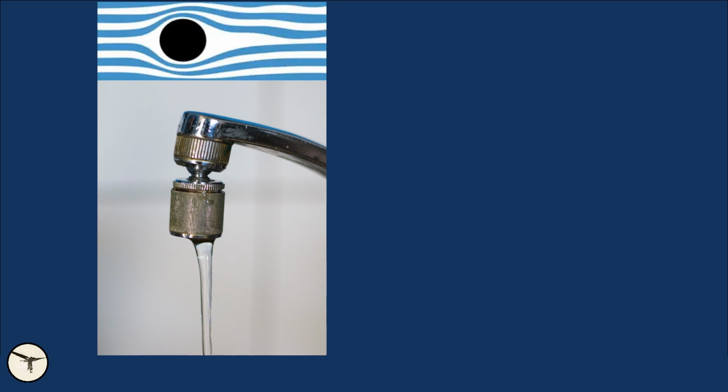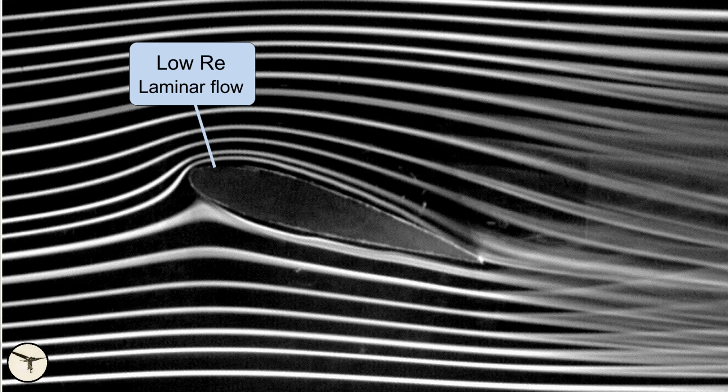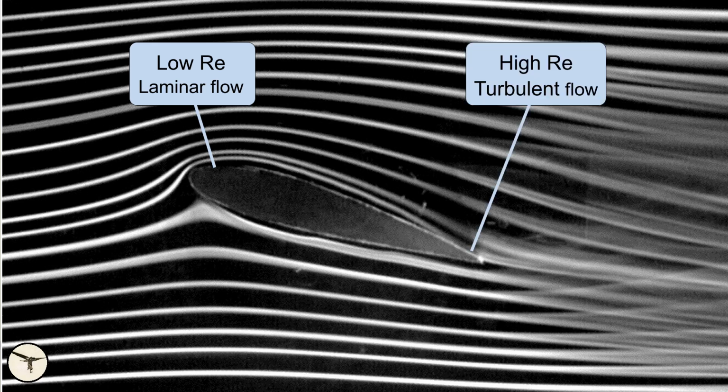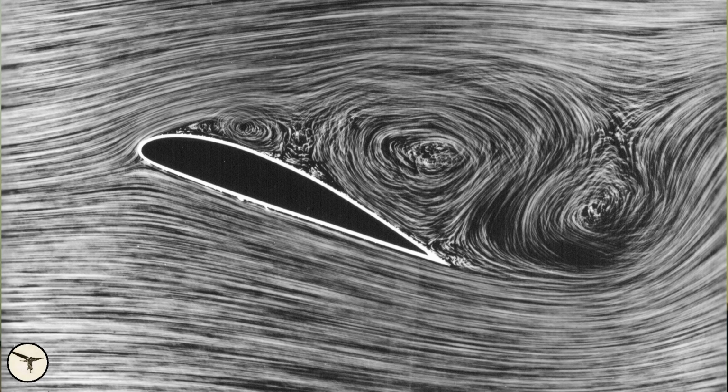At low Reynolds numbers, the flow is laminar. At high Reynolds numbers, the flow is turbulent. Reynolds number increases with the distance from the leading edge towards the trailing edge. Because of this, air will separate from the trailing edge and move forward along the upper surface of the wing as the angle of attack is increased. And when the wing stalls, most of the air of the wing is fully turbulent.